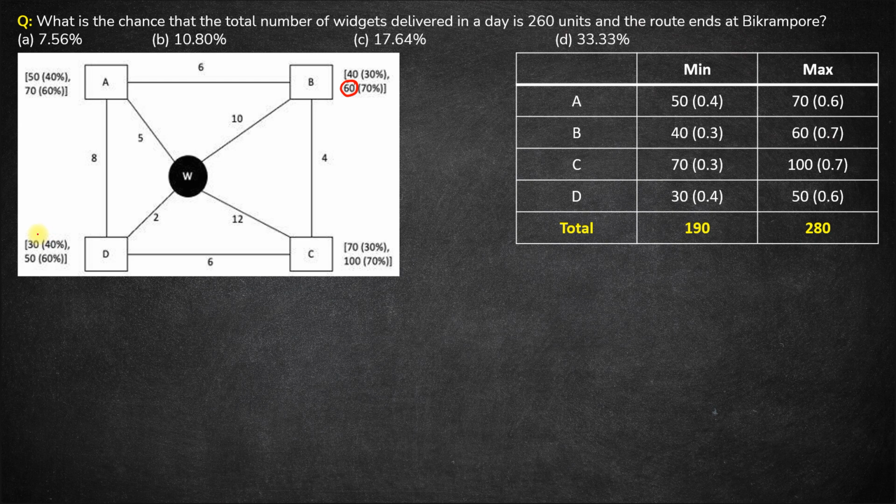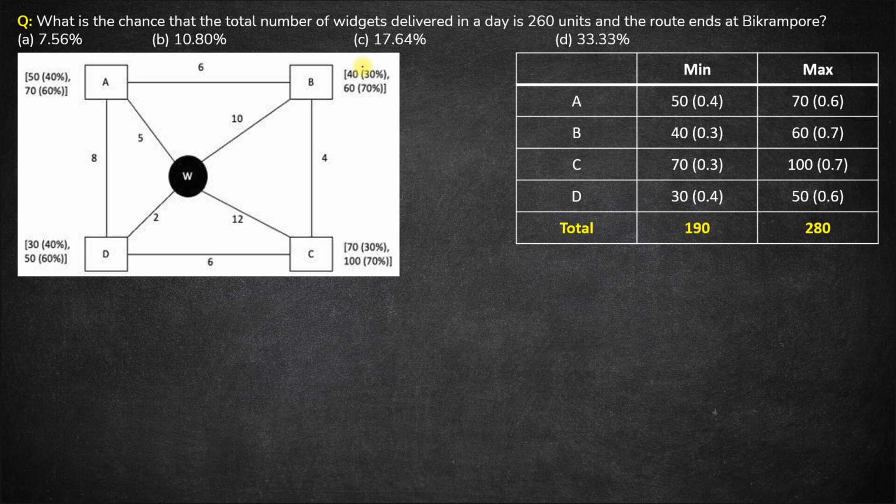Well, no. If you look at D, demand at D is definitely less than 60. So if demand at B is 60, demand at D will definitely be less than B. So B cannot be the last location in that case. D will become the last location. So that's not possible. That means the demand at B has to be 40 units.